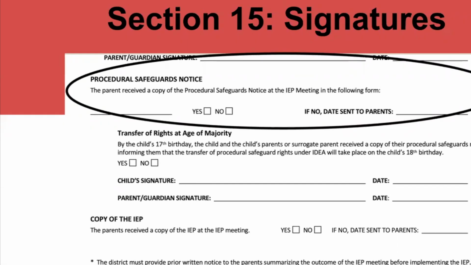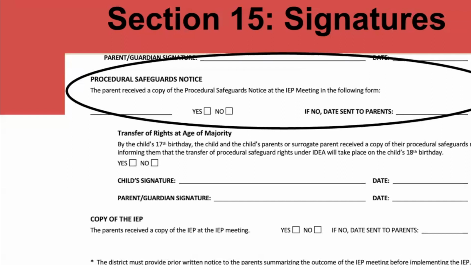Yes. For those signatures, on the second page of the signatures, you're required to give parents a copy of the procedural safeguards notice at the IEP meeting or at some time annually. They must have it at least once annually. Best practice is to provide it every time you're meeting.